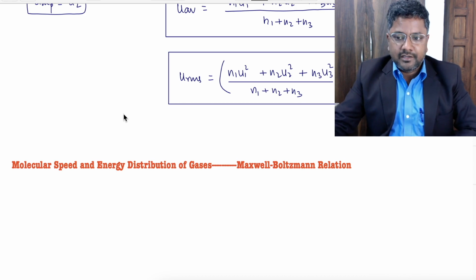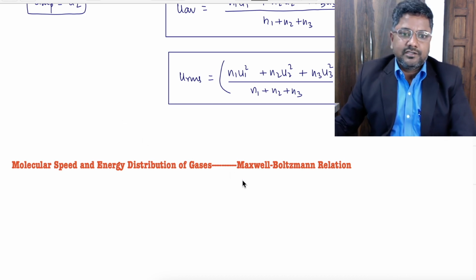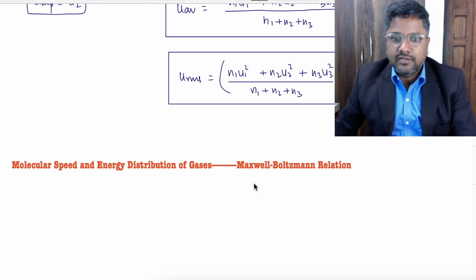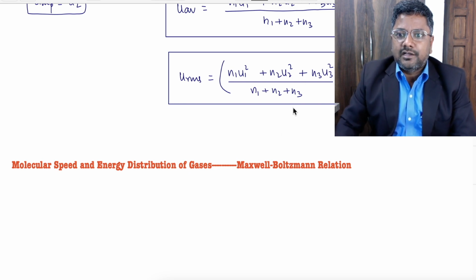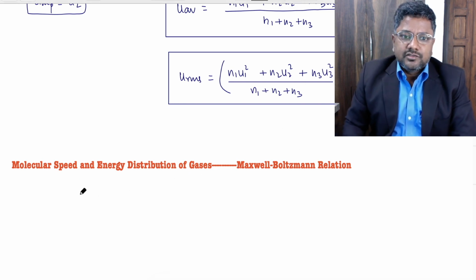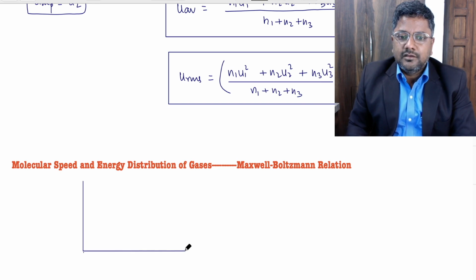And mainly we will focus here on translational kinetic energy, not other rotational and vibrational. See, this molecular speed and energy distribution of gases is given by the Maxwell and Boltzmann relation. So a simple plot, if we see, at a given temperature, the plot is like this.